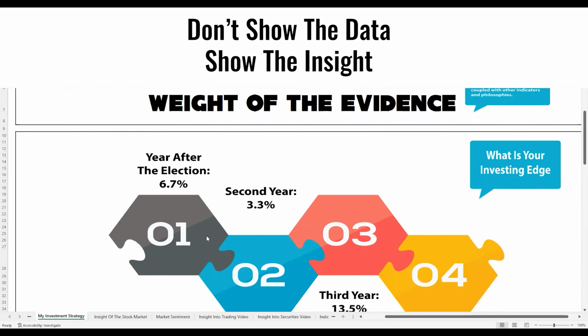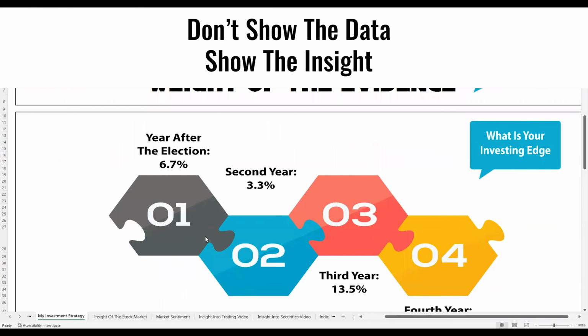presidential election. According to this theory, the stock market tends to underperform in the first year following the election, followed by a recovery and peak in the third year, and then decline in the fourth year of a presidential term. The cycle repeats itself with each new presidential election.